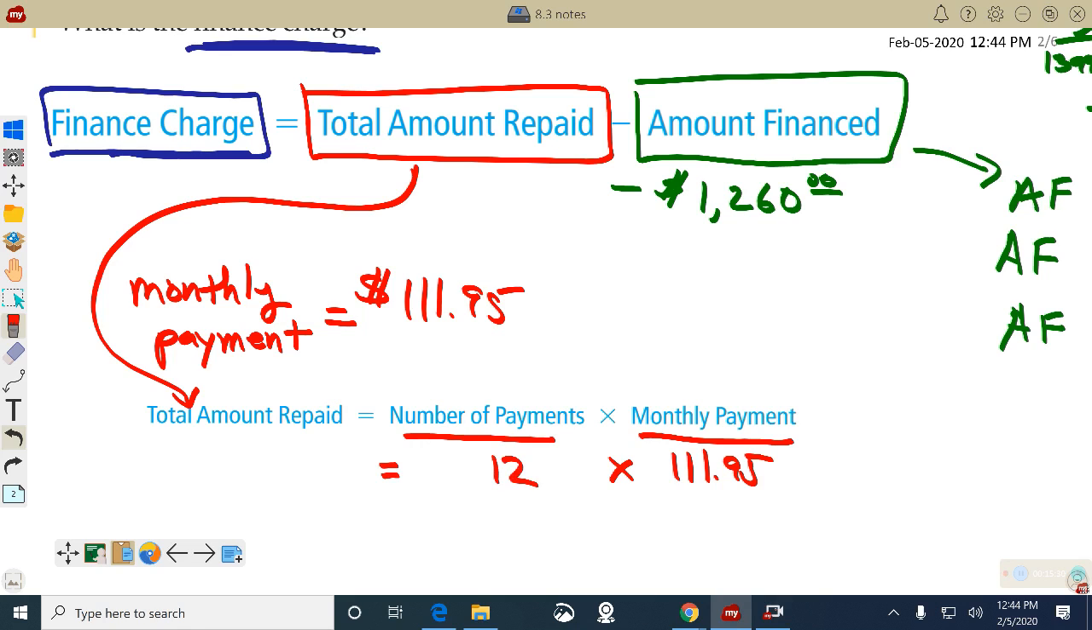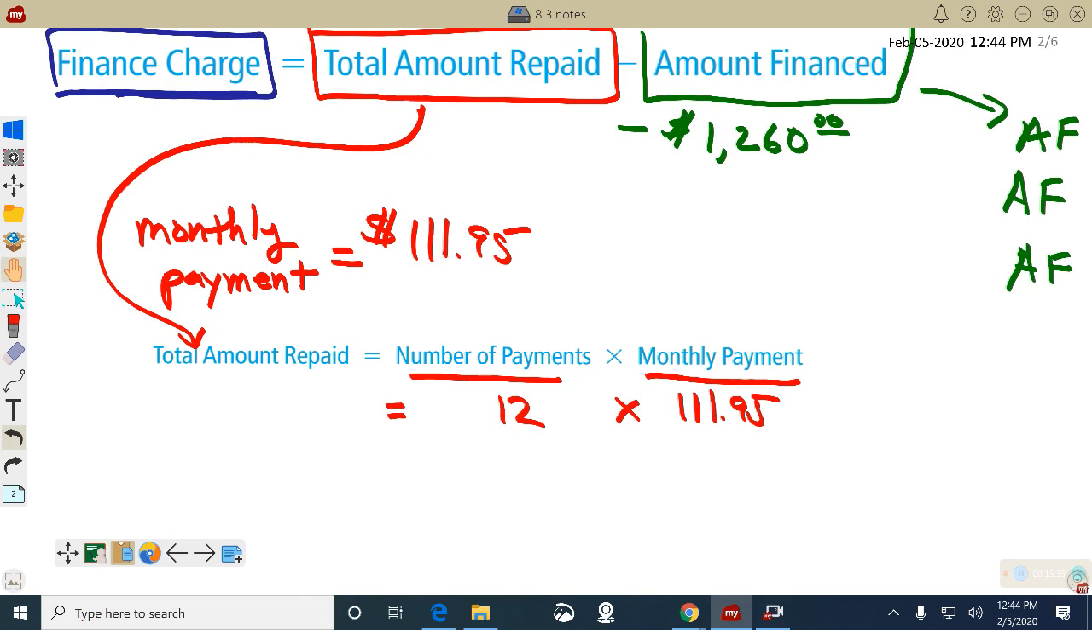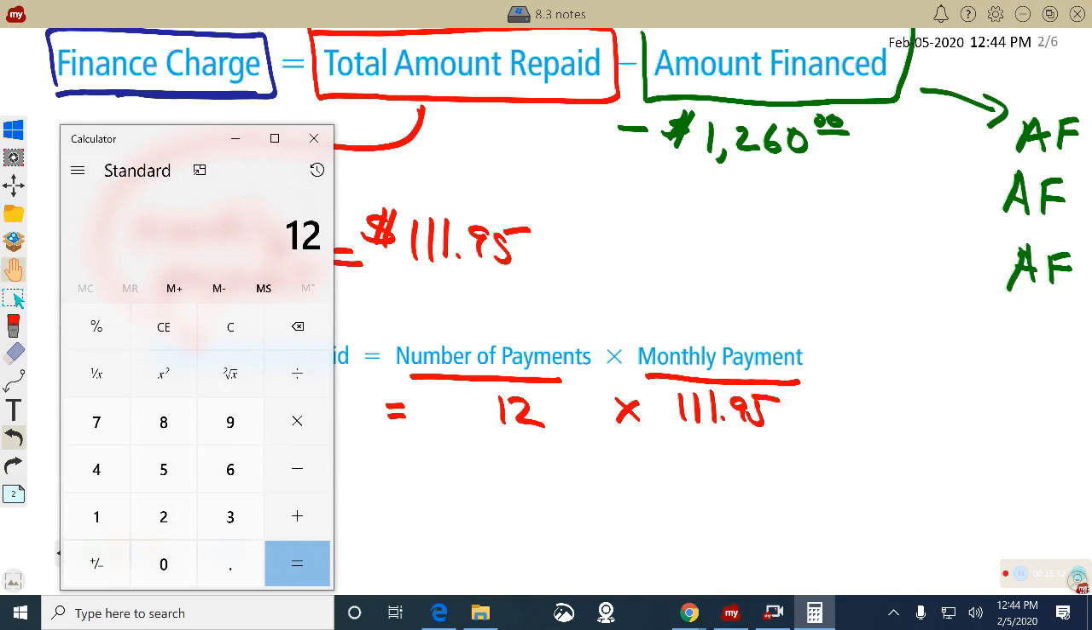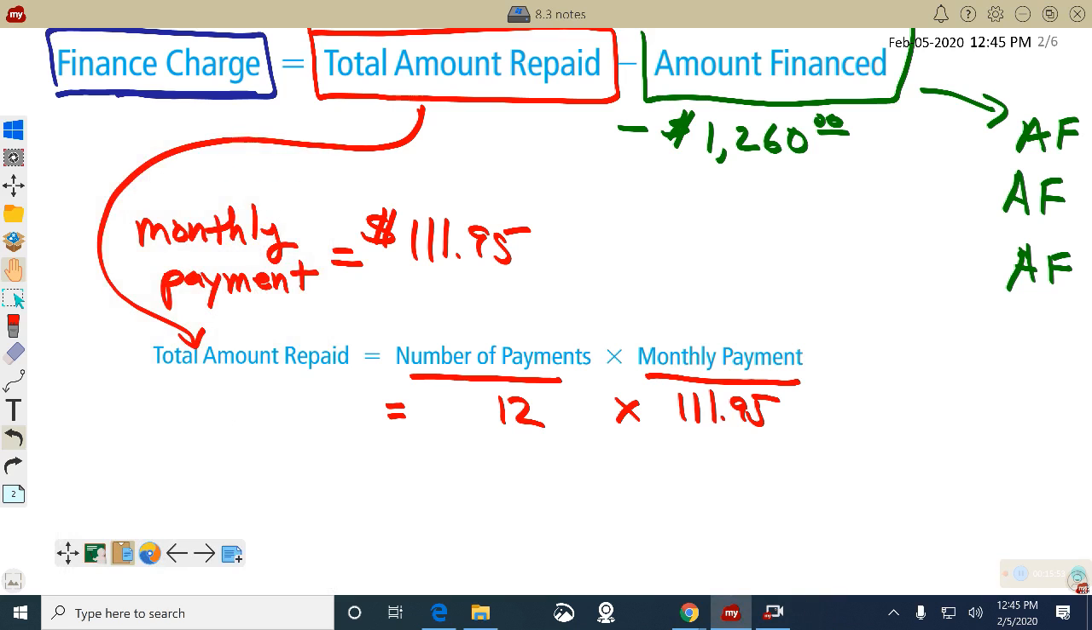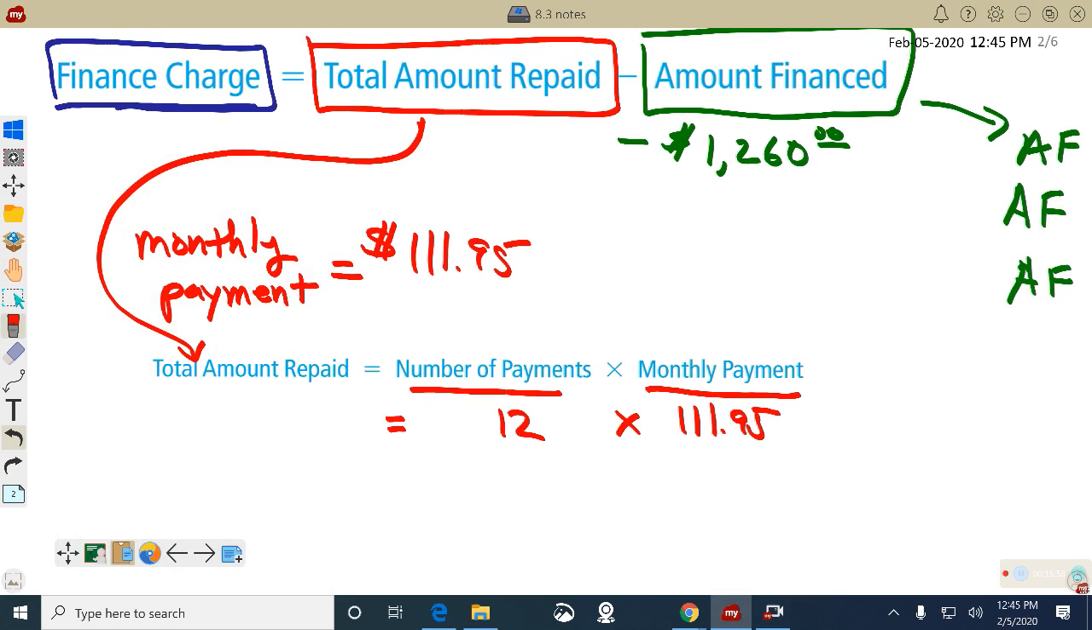Look at, rocking and rolling. This is the last step now. So number of payments is 12. Monthly payments. Let me multiply these puppies. I got 12 times 111.95. So $1,343.40. That's right here. Look at. I'll put it underneath here. $1,343.40.